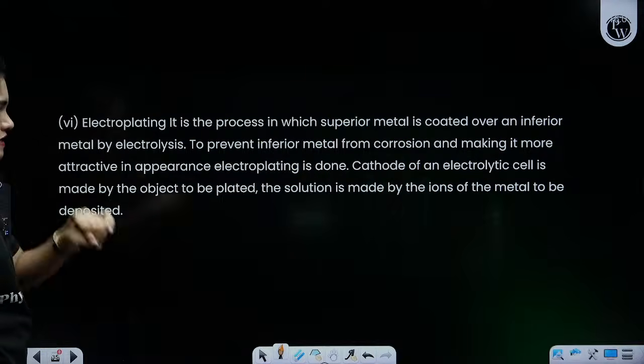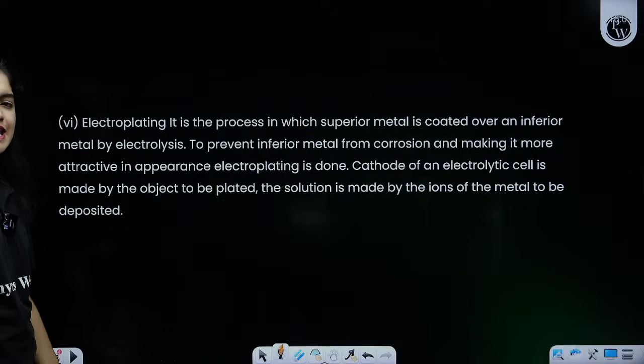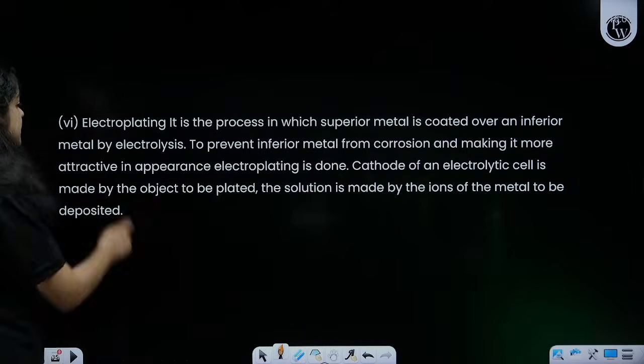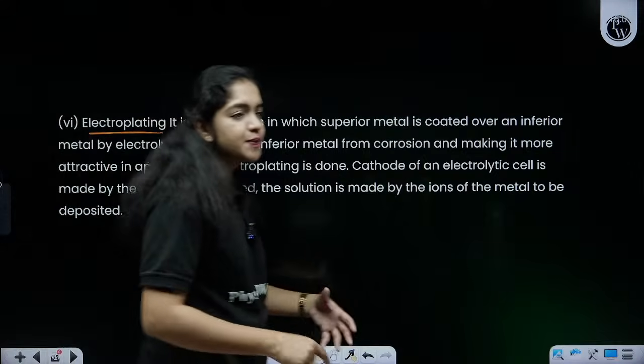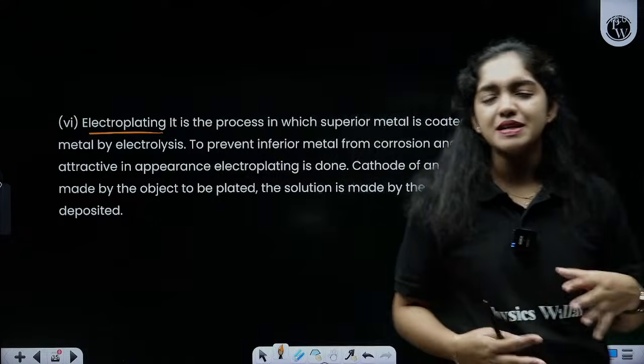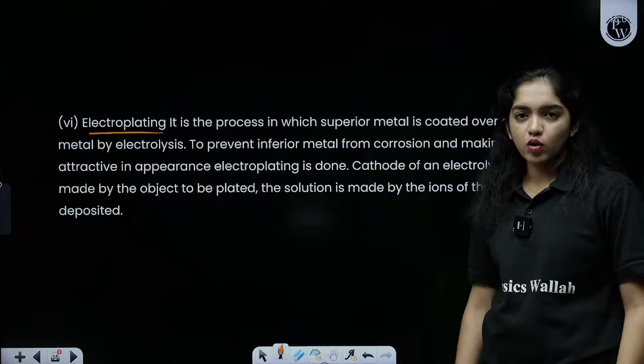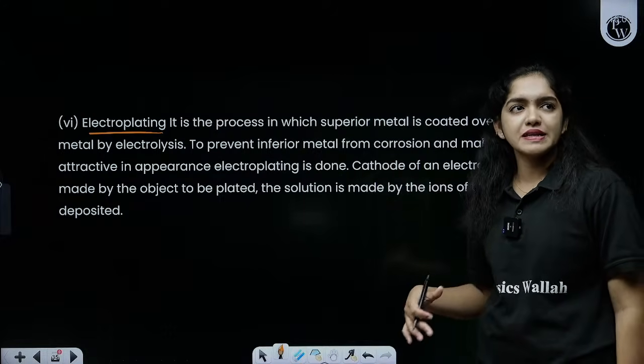Then the next process, it's an easy process. What is electroplating? We can use electrolysis, an application of electrolysis, that is electroplating. Electroplating is a process of coating one metal over the other metal by the help of what? Electricity. Using electricity, we can coat one metal over the other metal that we are using, right?